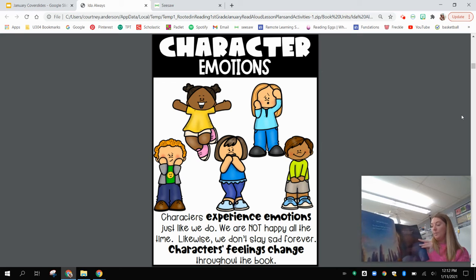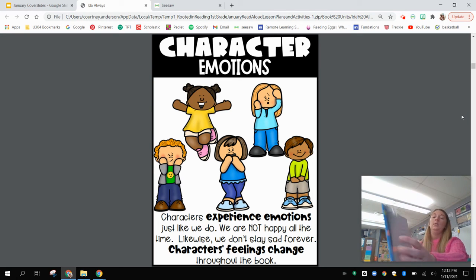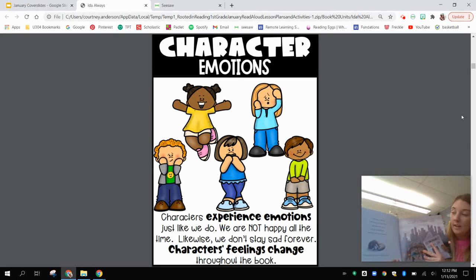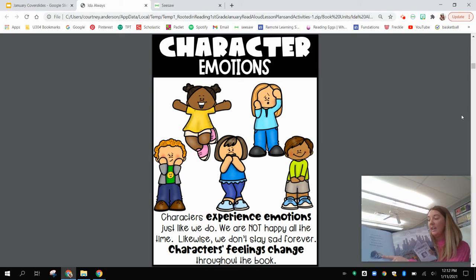All right, just have a couple more here. So in this picture, it doesn't say that Ida died, and it doesn't say that Gus is sad, but I'm going to go ahead and read what the author did write.